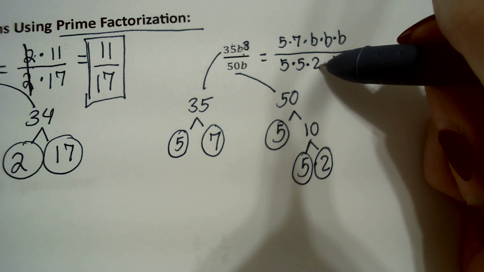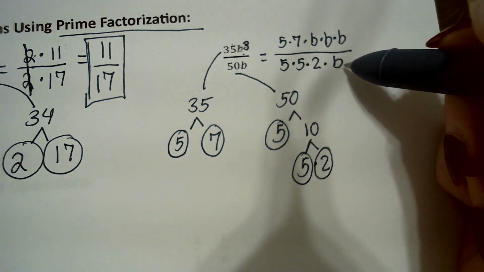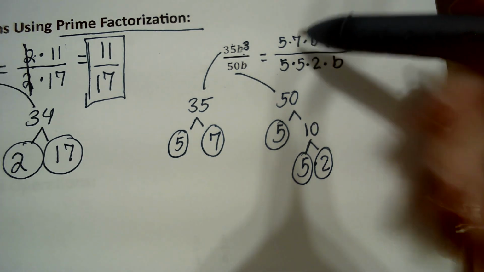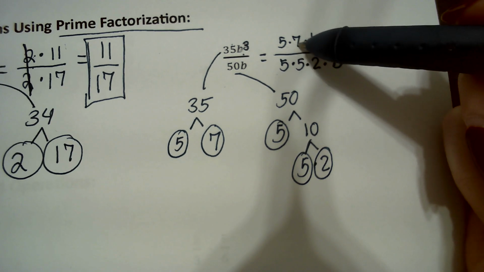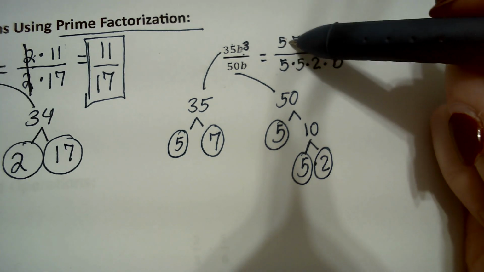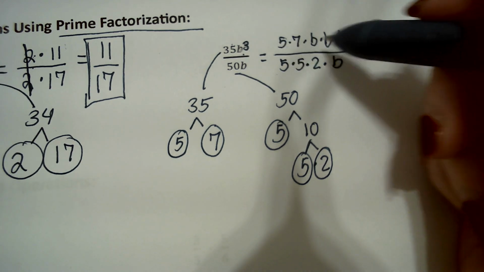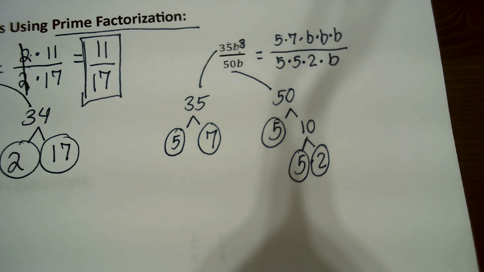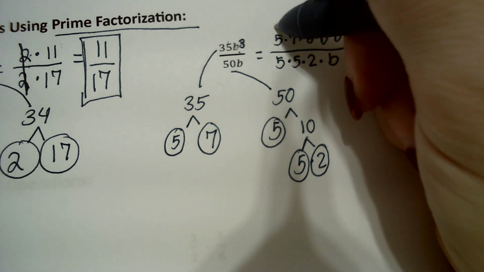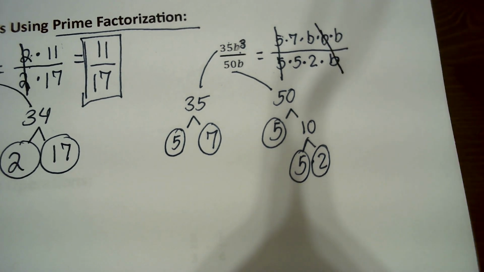Now I would normally put my smaller number first, like I'd put it in numerical order. However, I noticed that my first factor, my smallest factor in my numerator was 5, and it's easier for me to cancel them out if I can match them up. So I started there, especially because I didn't have any 2s, so I knew I wouldn't be canceling this out. Now, 5 over 5 cancels out, and b over b cancels out.